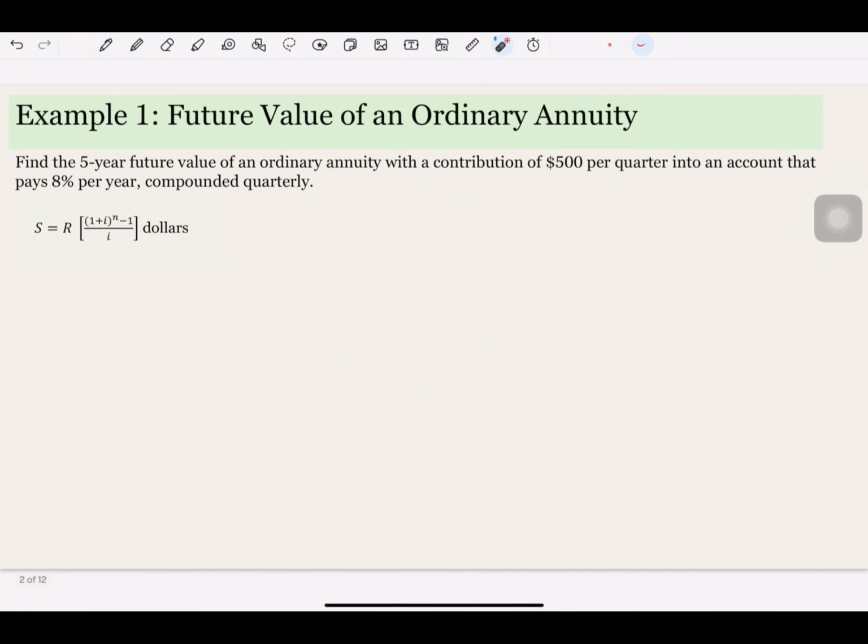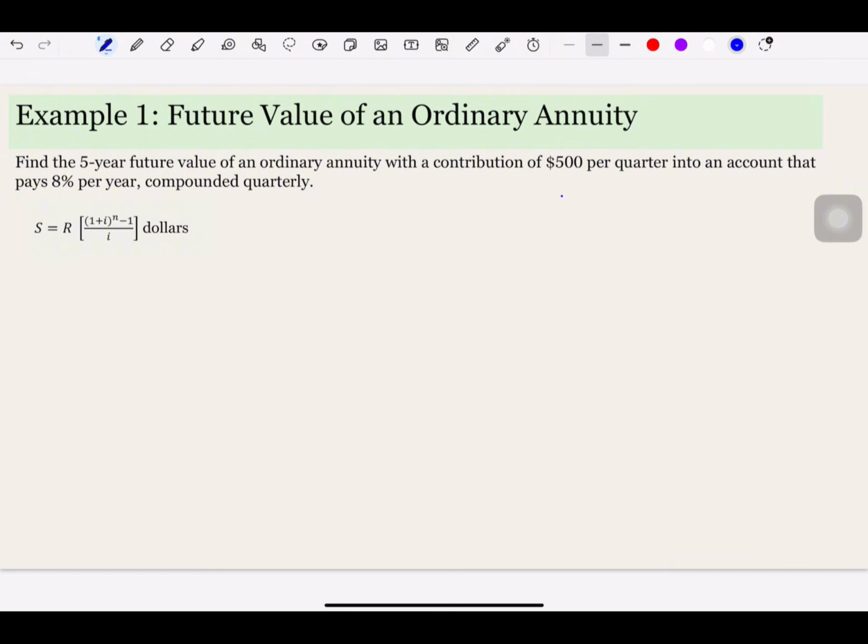Here is example number 1. You have to find the future value of an ordinary annuity. Let's read the problem together. You have to find the 5-year future value of an ordinary annuity with a contribution of $500 per quarter into an account that pays 8% per year compounded quarterly. Let's jot down the details given in this problem.